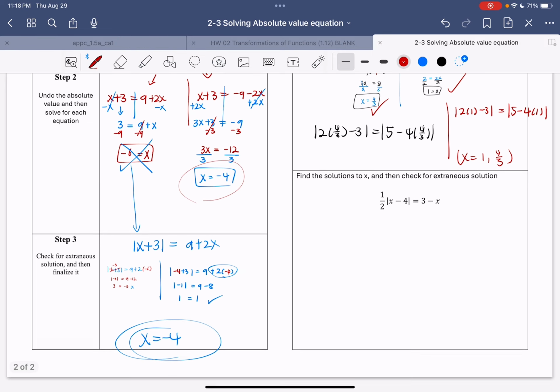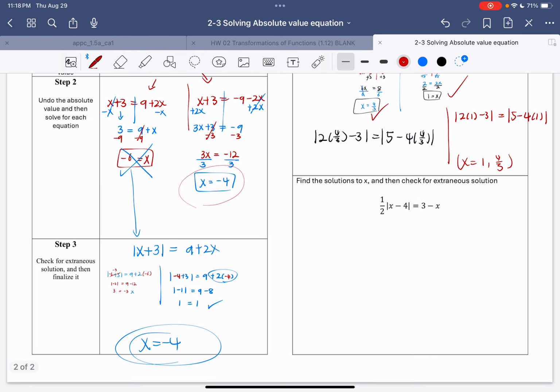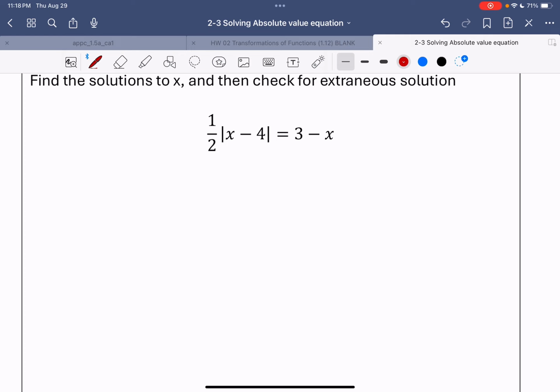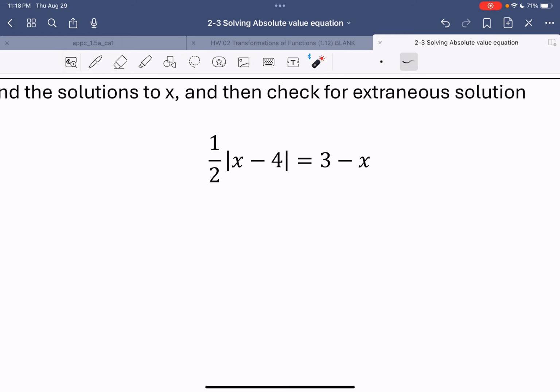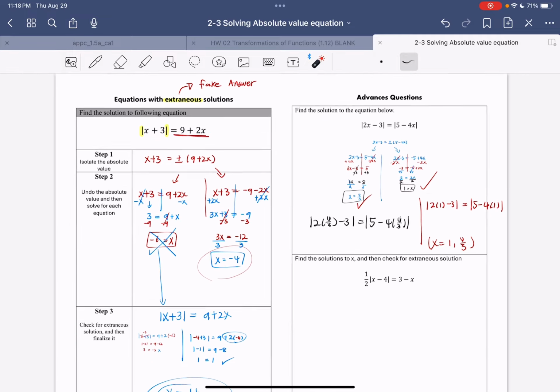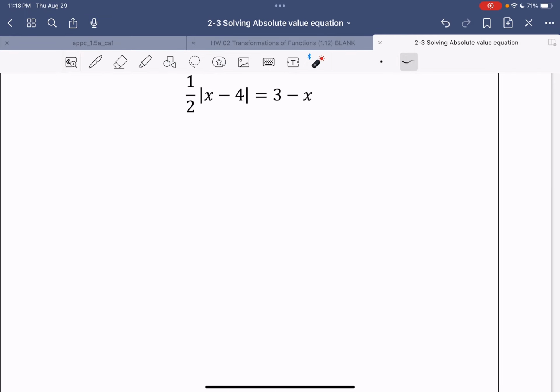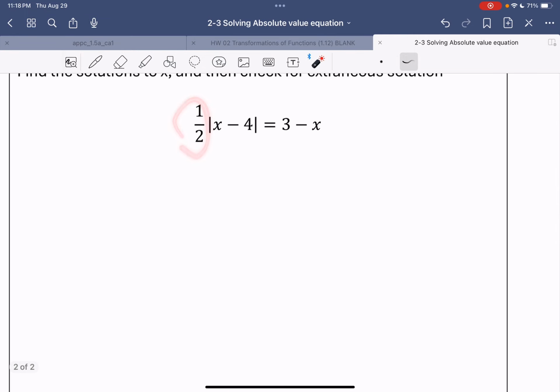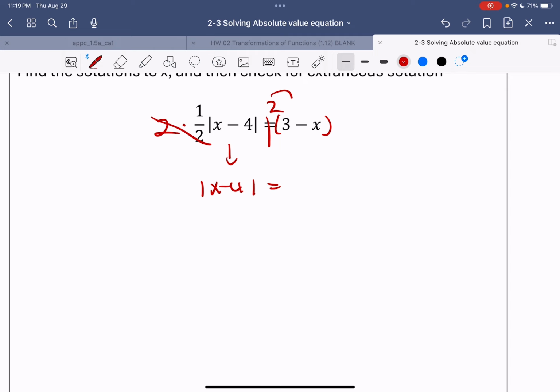And we have the last question to go over here. So let's see what happens here. So very simple. First, we have to isolate this one, which is step number 1 here. So how can I get rid of 1/2? You just multiply by 2. So I'm going to multiply by 2 both sides. So that disappears. I have absolute value of x minus 4 equals, let's distribute 2. 2 times 3, 6. 2 times negative x, minus 2x.